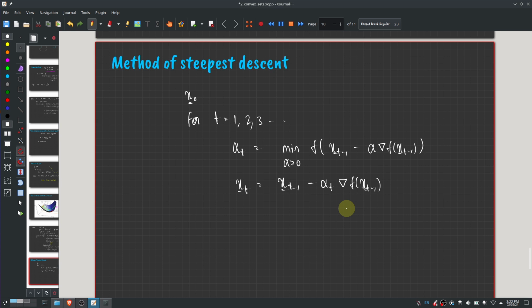So at every stage, I pick the direction along the negative gradient, and in that direction, I minimize this one-dimensional function. And wherever this one-dimensional function is minimized, I choose that as my next step, as the next xt.